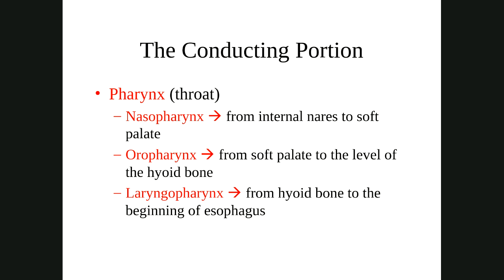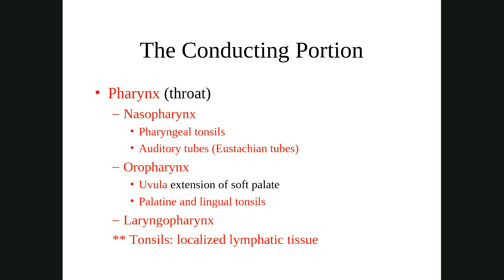And they go through the pharynx, which we start with the nasopharynx, go up higher, right? So from the internal nares down to the soft palate, the air goes down to the oropharynx, which is where the oral cavity meets the nasal cavity. So from the soft palate to the level of the hyoid bone or your Adam's apple, and then down from the hyoid bone to the beginning of the esophagus. Right?